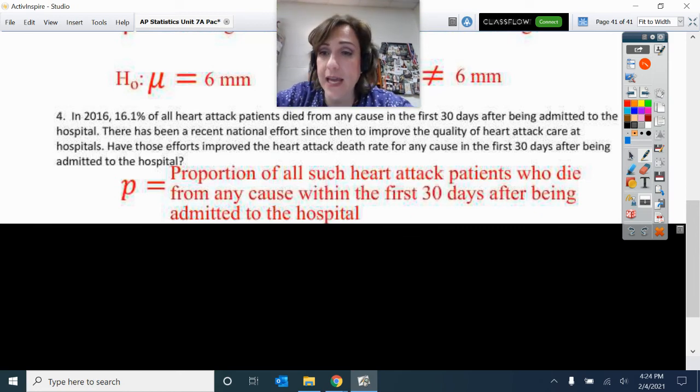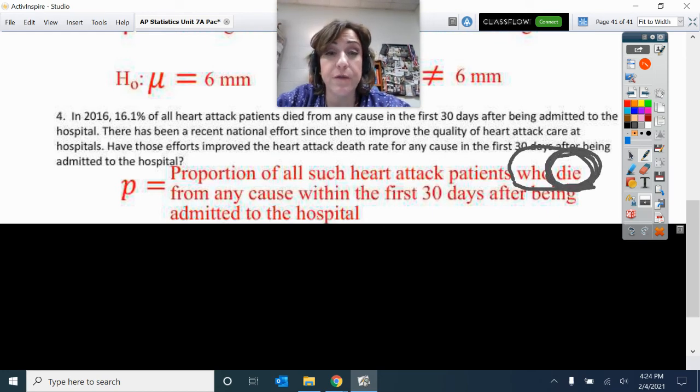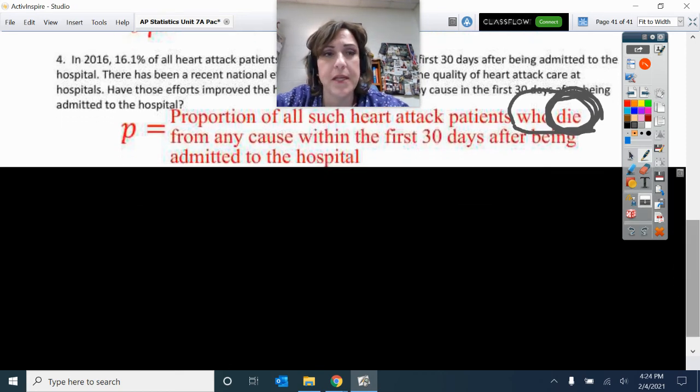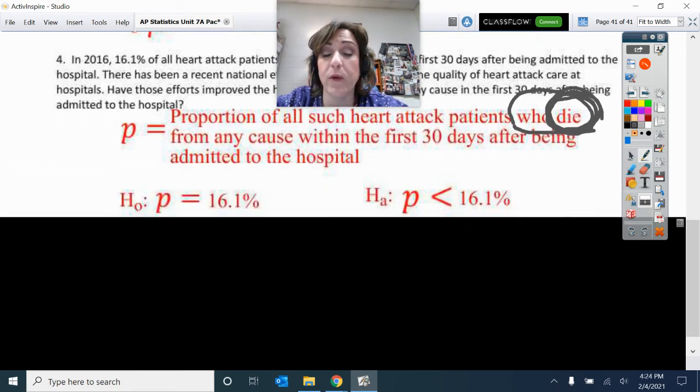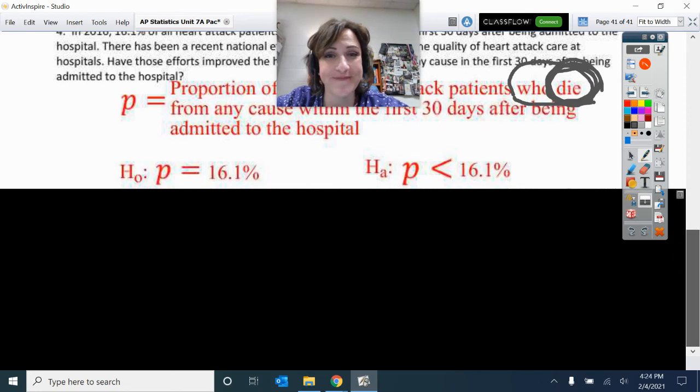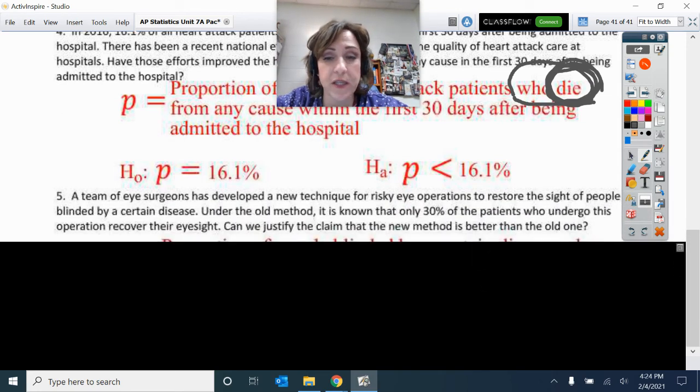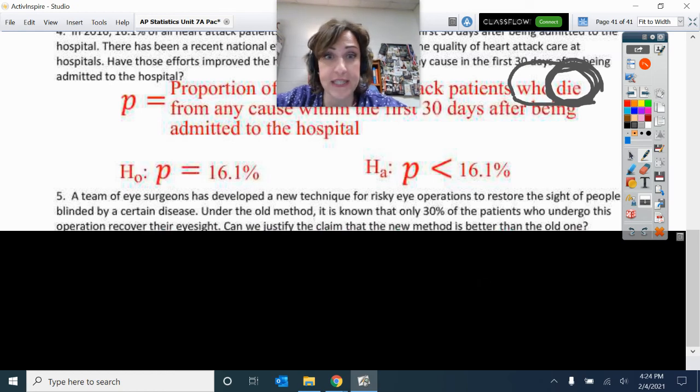So this is okay because this is my action verb of, well, who die. So I'm talking about current and future patients, about something happening to them. Okay. So the null hypothesis that it is 16.1%, and the hospital is hoping they improved their efforts. So HA colon P is less than 16.1%. All right, and the next one, here we go. I see a percent again, so I'm just finding a proportion. Let's check and see how we did.